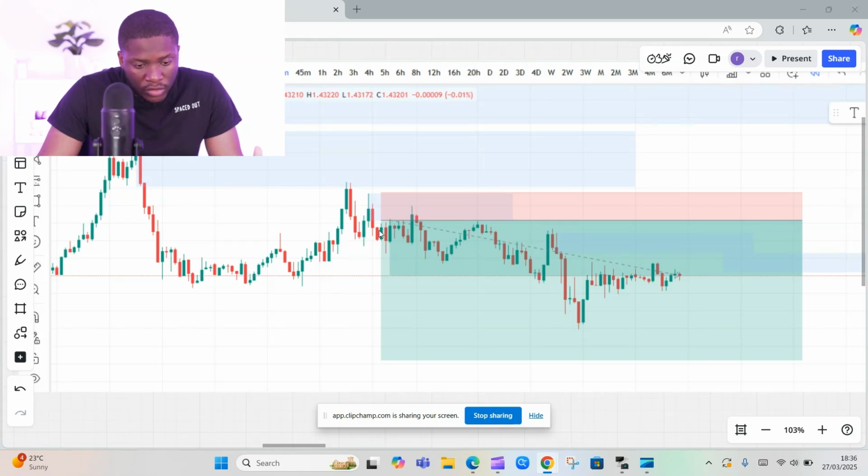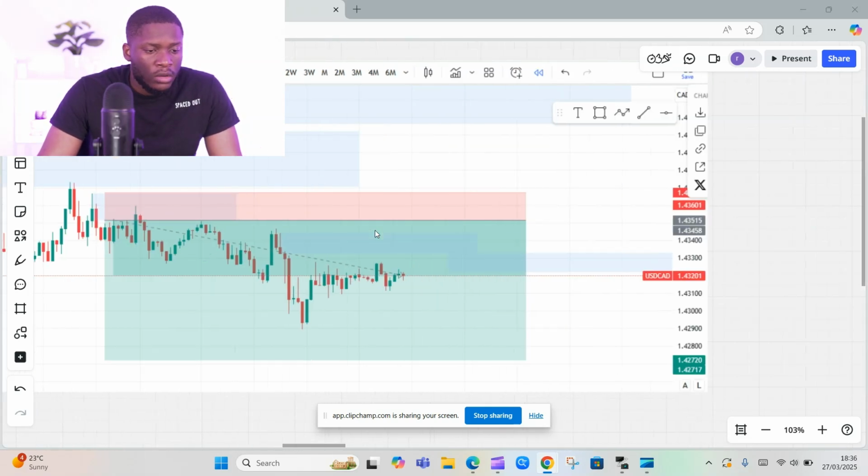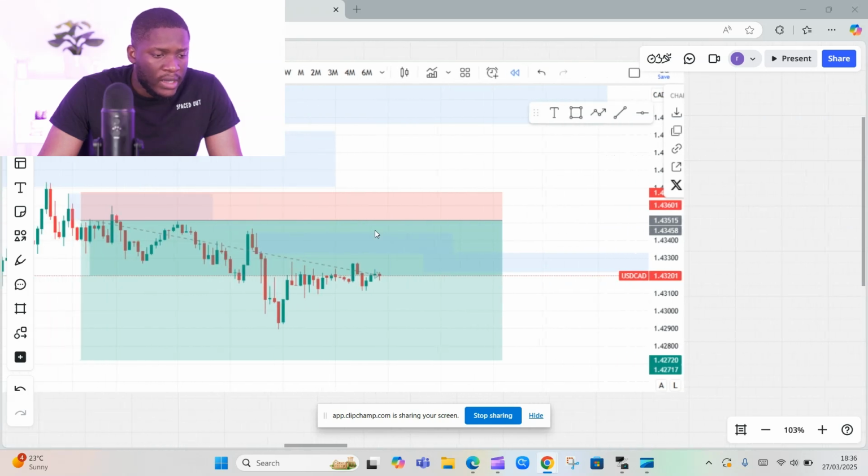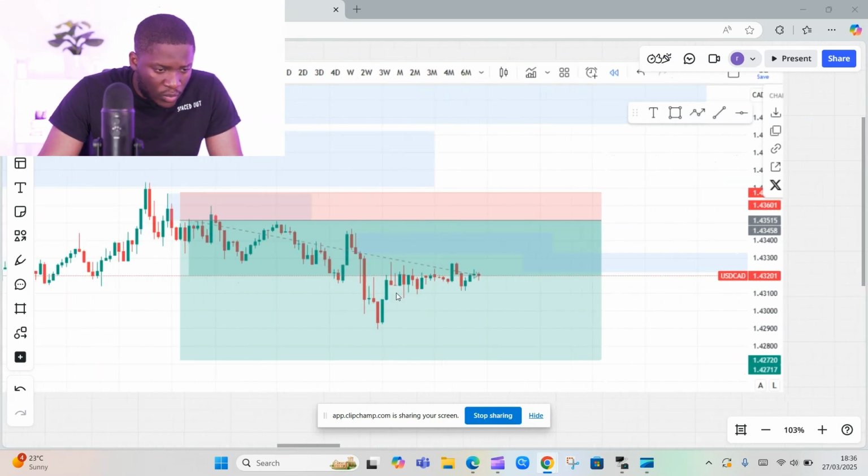I just leave the price to do what it has to do. So once again, I realized this. This is my A plus setup. All this liquidity on the downside. This is my A plus setup.